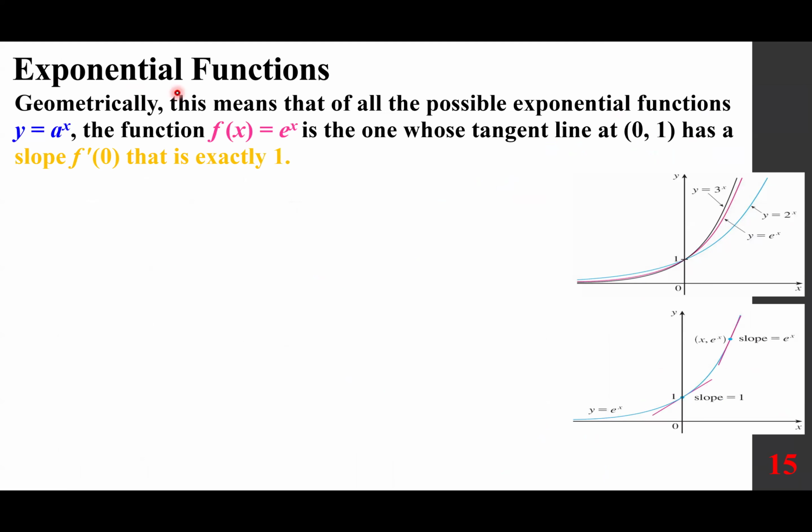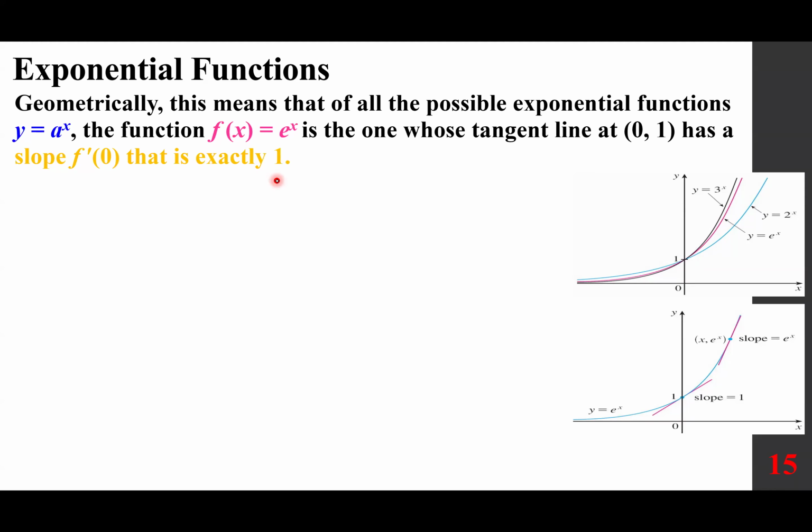Now, we're going to continue with that thought. Geometrically, this means that of all possible exponential functions of the form y equals a to the power of x, the function f of x equals e to the power of x is the one whose tangent line at (0, 1) has a slope f prime of 0 that is exactly 1. What do we mean by that? I want to make sure we understand this as follows.